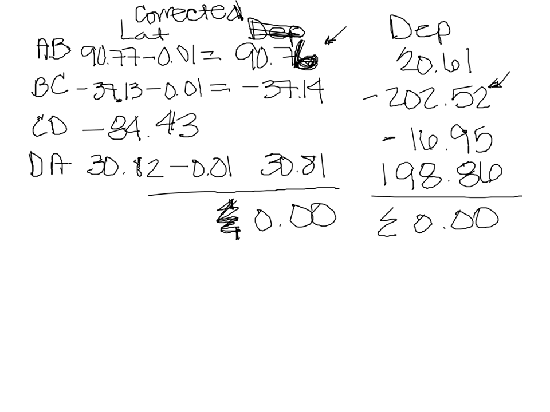So the next step after doing that is to compute your linear error of closure and the precision ratio of your traverse.